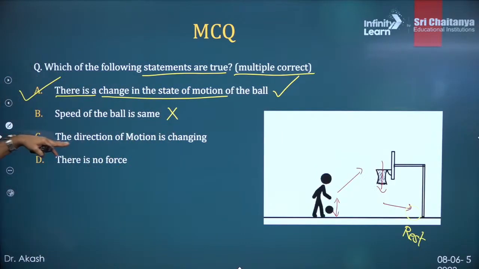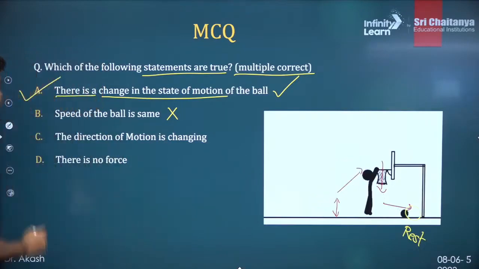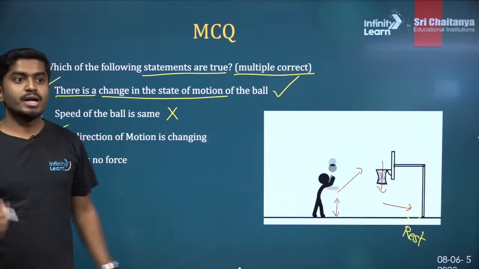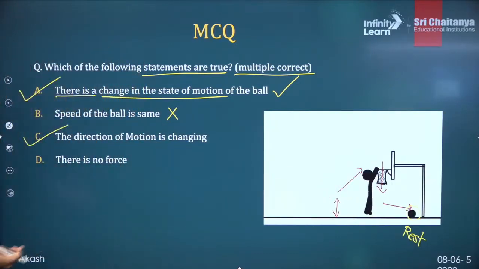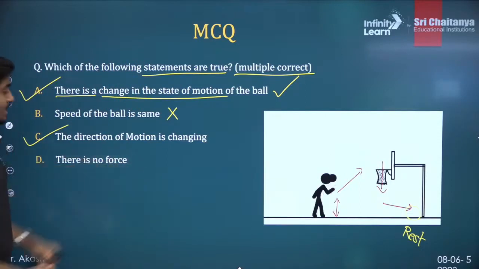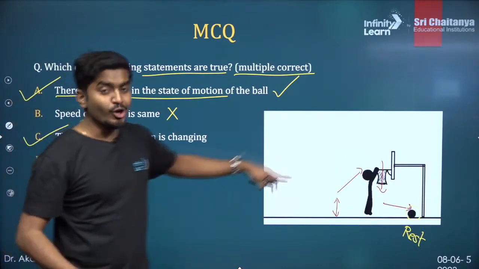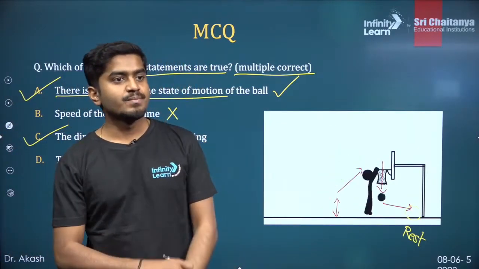How about the third one? Direction of motion is changing. Yes, this is correct. You see these arrows? They tell you the direction of motion is changing. The last option, there is no force. That is not correct. If there is no force, the ball cannot move by itself. We need to apply an external force.